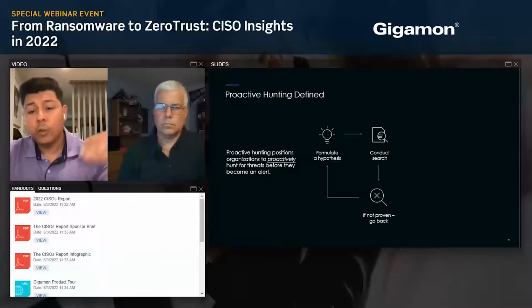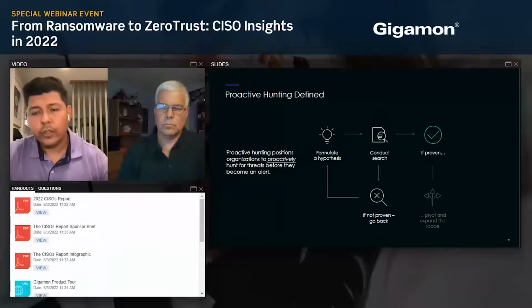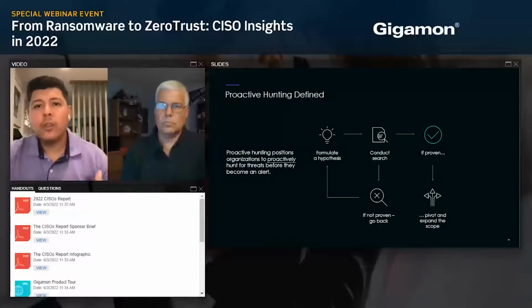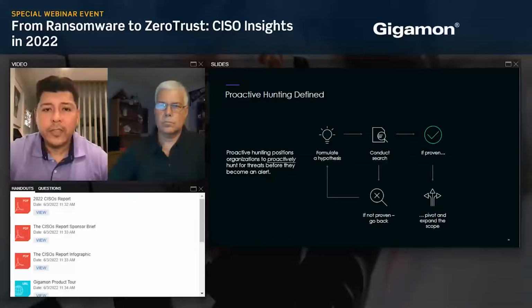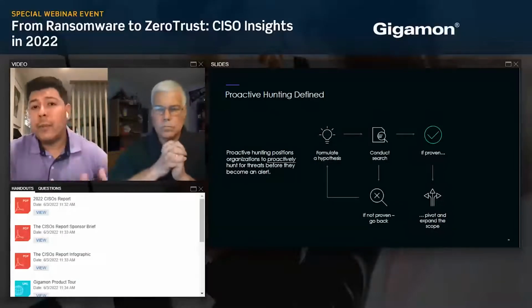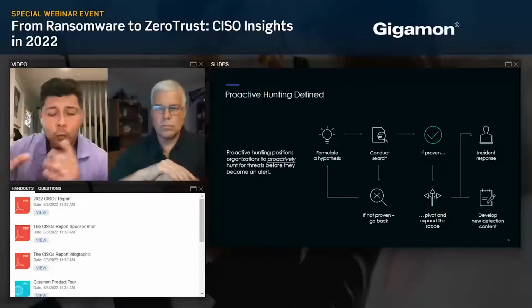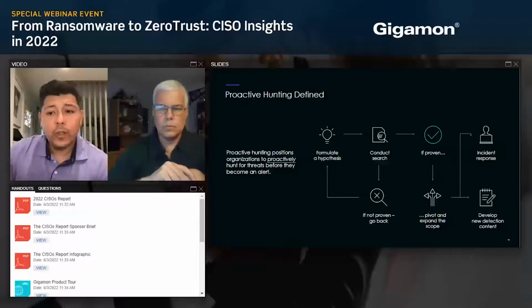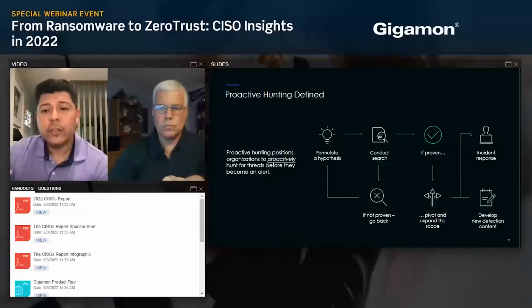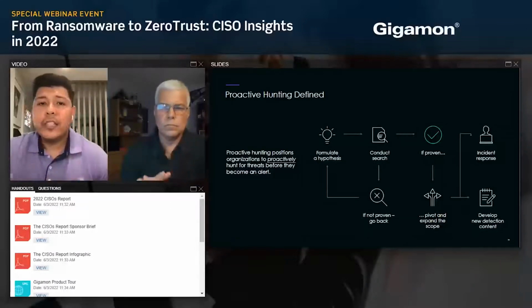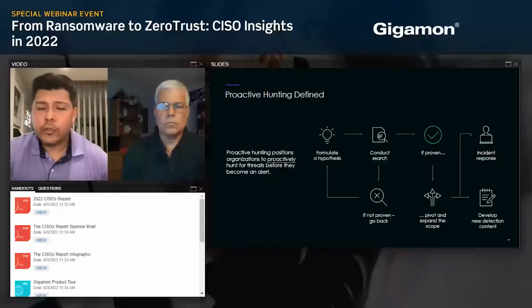If something is found to be real, and there is a known or unknown threat that needs to be investigated more, they'll pivot, expand the scope, and take a closer look at what's going on in the network. Maybe they'll expand their scope to multiple IPs on the network. Once something is found to be an actual incident, this is when they will kick off the full incident response function, and then they'll develop new detections as a result. So this is what we're calling proactive hunting, but it is definitely a muscle that needs to be developed for any mature security posture.